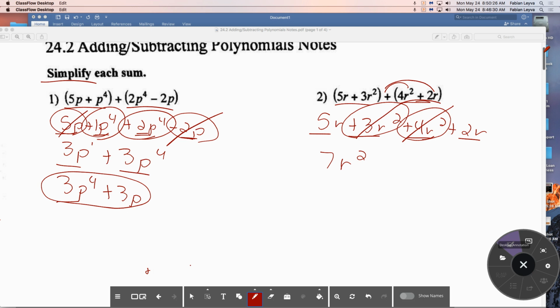Now just go on and figure out the next one. Now I notice I had an exponent of 2, so I'm going to look for exponent of 1s. Now notice that here I have a 5r and a 2r. Now what is a 5r plus a 2r? 7r.